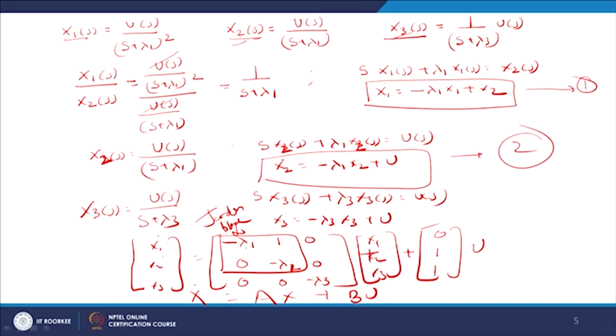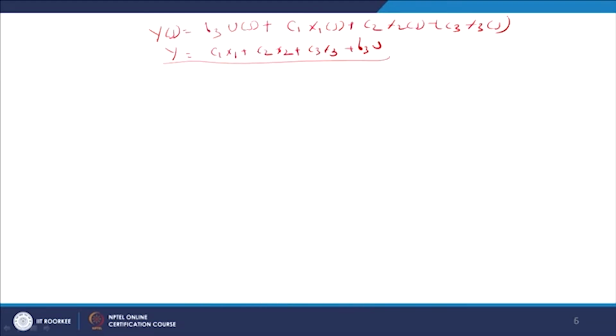And in this block lambda 1 is repeated. In this particular case you have 0 and 1, but if you see the actual diagonal canonical form, here we will get 0, here we will get 1, but in Jordan the 0 and 1 have been interchanged, you can easily observe. Now, Y of s equals B3 U of s, C1 X1 of s, C2 X2 of s, and C3 X3 of s, and now y we have written like this: y equals C1, C2, C3 times x1, x2, x3 plus B3 into u.